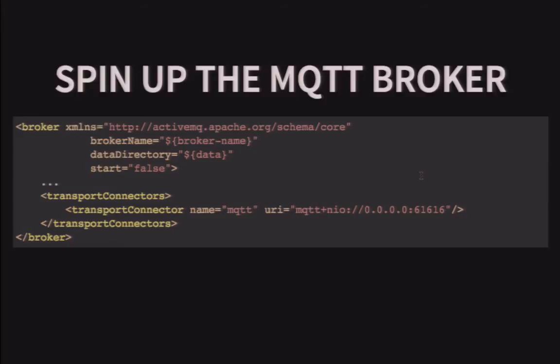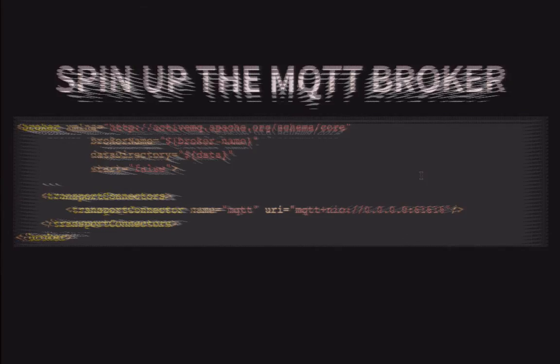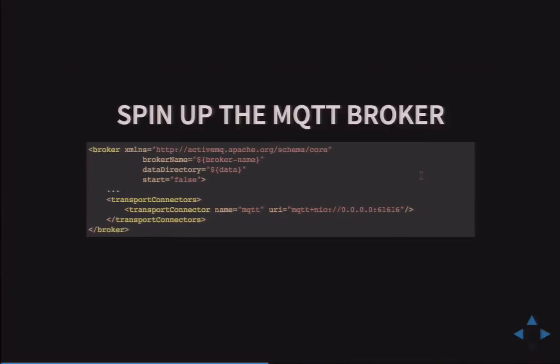So with a blueprint bundle and a configuration file, we created the camel route that we need to listen for MQTT messages, and we spin up the MQTT broker in order to manage the data streams coming from our Raspberry Pi board. And the amount of code that we had to develop for that is zero, because everything is managed by configuration files.